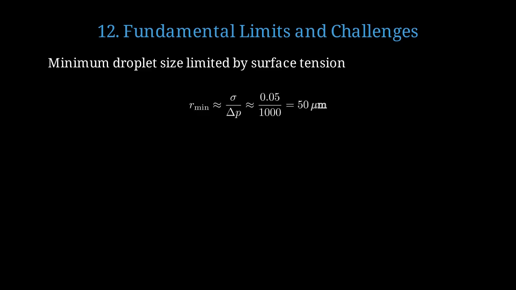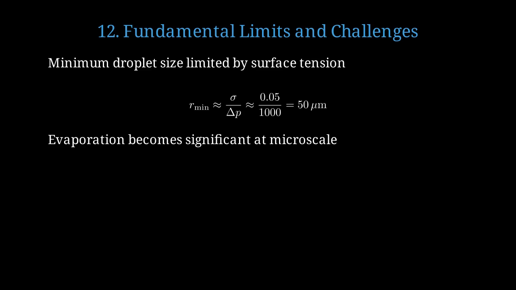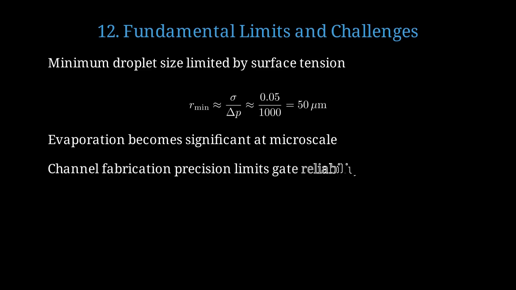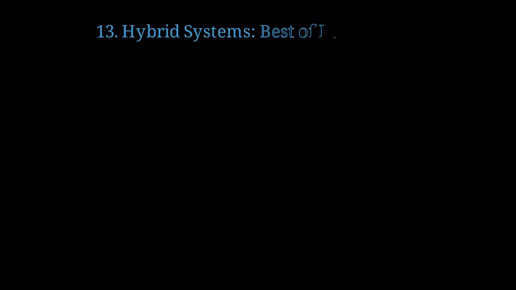Minimum radius is roughly sigma over delta P, about 0.05 divided by 1,000 pascals, giving approximately 50 micrometers. At microscales, evaporation becomes a significant problem, potentially changing droplet sizes during computation. Manufacturing imperfections in channel geometry can cause unpredictable droplet behavior, limiting computational reliability. The most promising future might be hybrid systems combining fluidic and electronic computing.